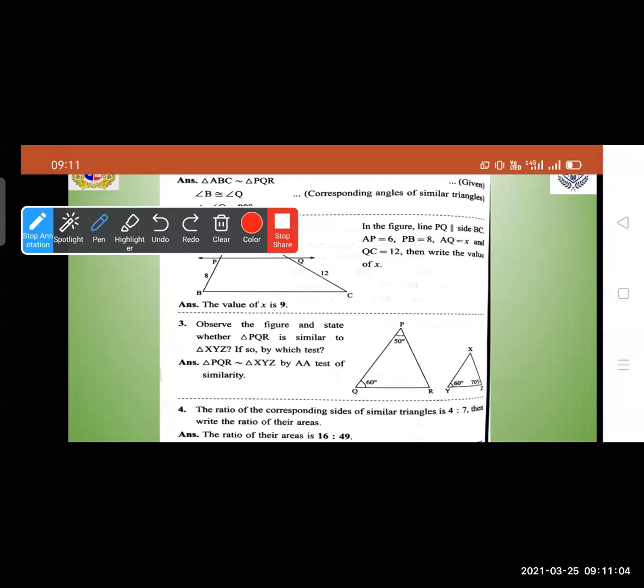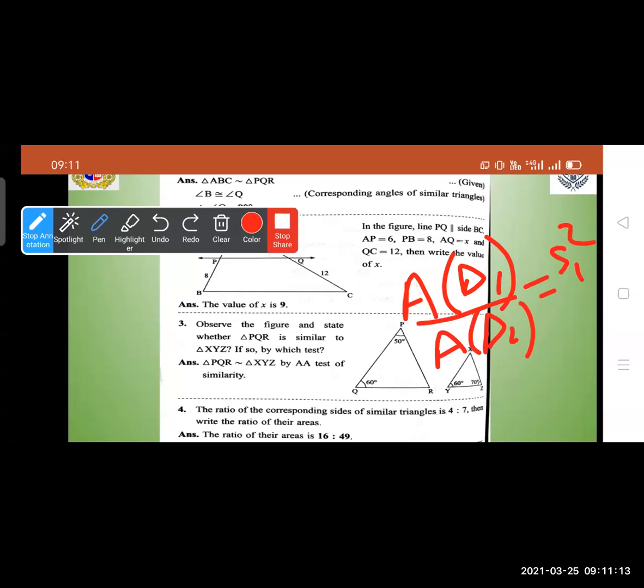Okay. Next question, the ratio of corresponding sides of similar triangles is 4:7. You have to find the ratio of the areas of the triangles. So square it. The square of 4 is 16, the square of 7 is 49. Simply you get 16/49. But you should not write the answer directly like this. You have to write down the answer like that. Area of triangle A1 by area of triangle A2 is equal to side square. So side 1 square by side 2 square. So here sides are given, ratio 4/7 square. Then you get 16/49. Okay.